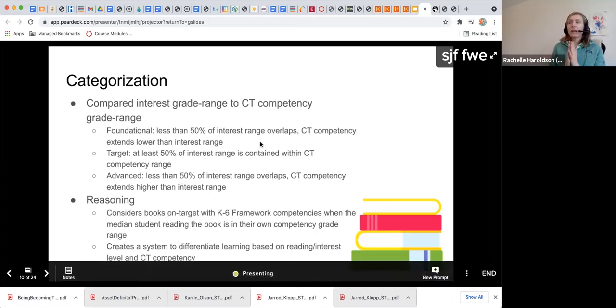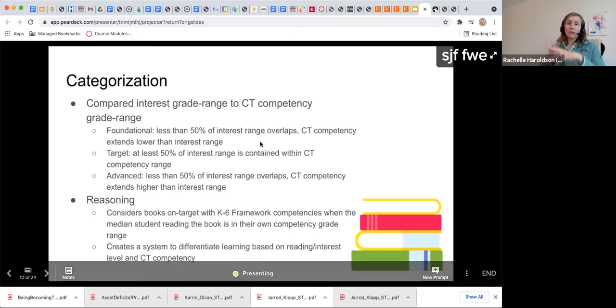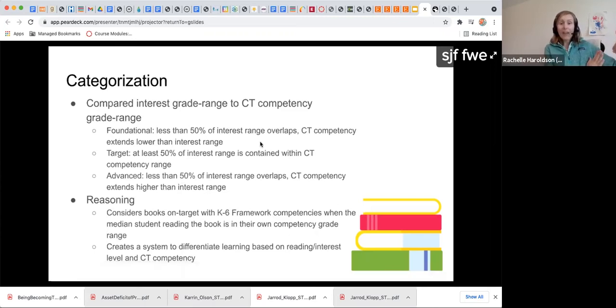So if the computational thinking competency was extending lower than the interest range, we said it was foundational, it was building skills. We said it was on target if there was a significant overlap with the interest grade range with this computational thinking competency range. And we said it was advanced if you had the interest range, but the competency level for the computational thinking was extending higher than the grade range for interest.